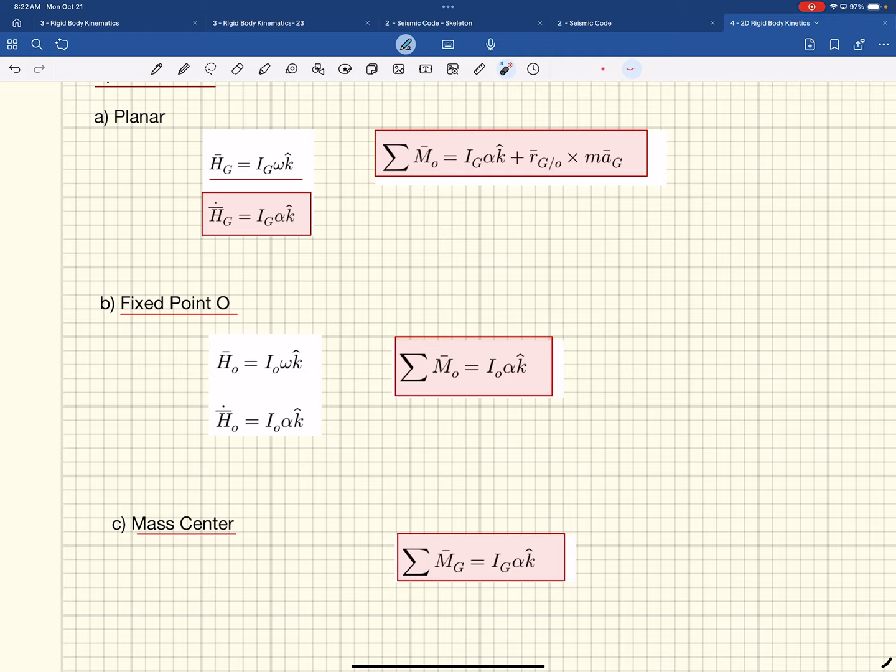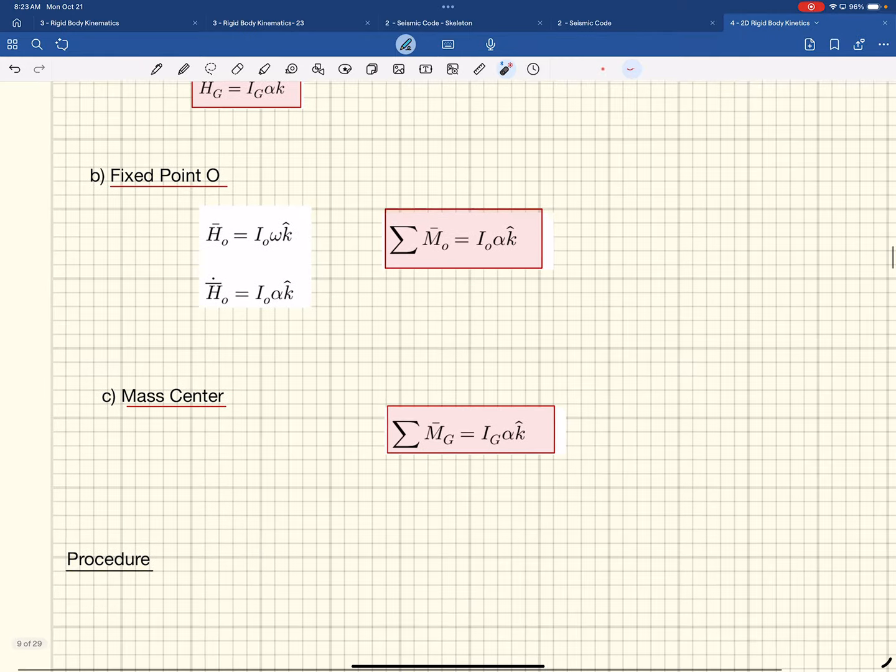Now, it's important to note you only get one of these. You get up to three force equations. In 2D, we just get two force equations, X and Y, and then we only get one equation out of this. You either have a planar general case around an arbitrary point, or a fixed point O, or a mass center. You don't get multiple equations here. You just get one. One of these you get to choose, and it all just depends on the type of problem.